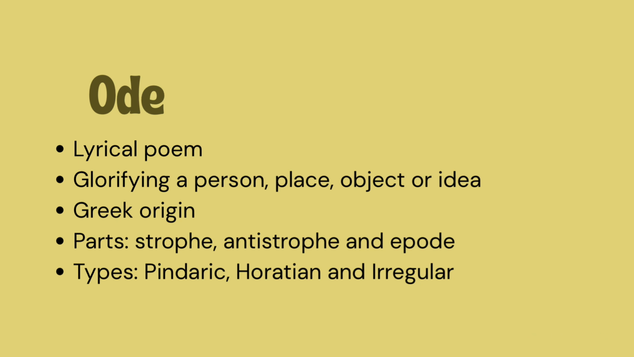There are three typical forms of odes. First is Pindaric, then we have Horatian and irregular. Pindaric odes follow the form and structure of Pindar. Horatian odes follow conventions of Horace, and irregular odes use rhyme but not the three-part form of the Pindaric ode nor the two or four line stanza of Horatian ode.